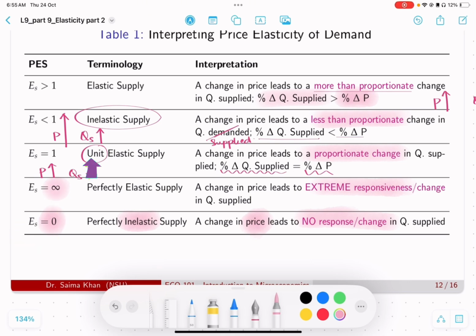Okay, so with that, we can end our discussion on the introduction to price elasticity of supply. And in the next video, we're going to look at some applications.